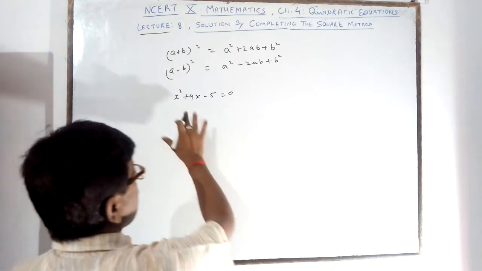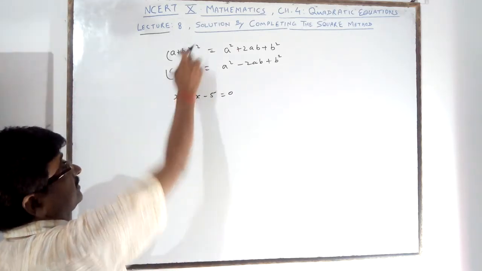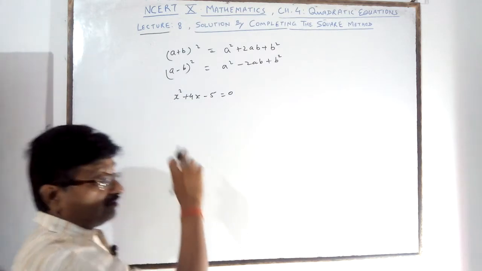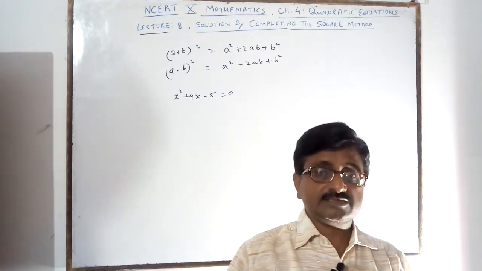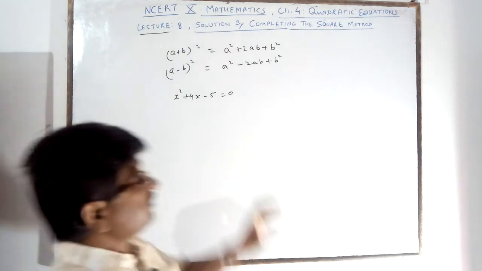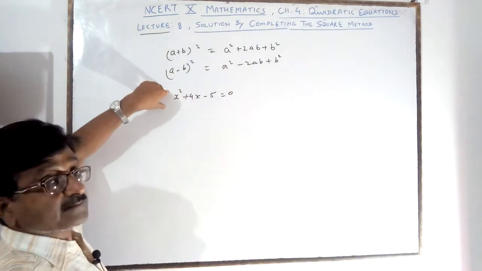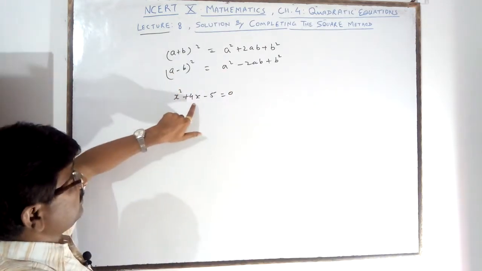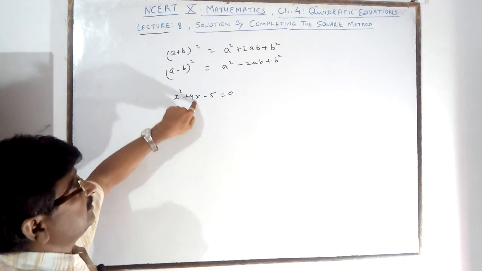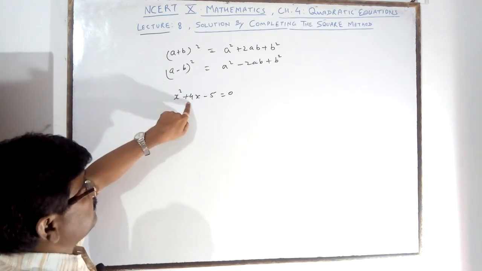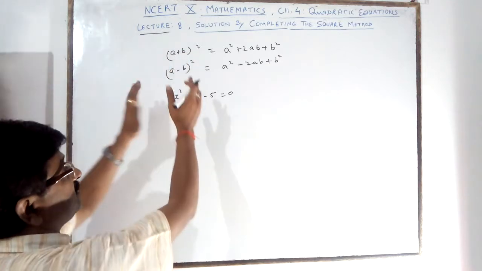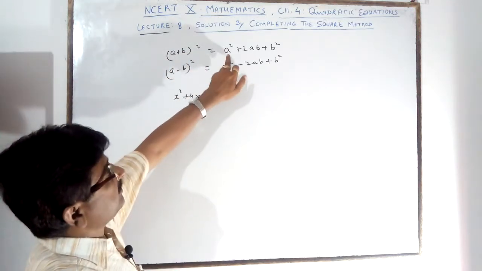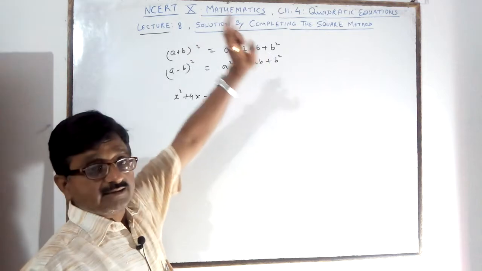But what will you do? You start with this method. How will you check which formula will be used? You will see what is the square of x. Is it a perfect square number or not? It is a perfect square, and the middle term is 4x, which has a plus sign. It means it will be a plus formula. So you want to convert this whole equation into the form a square plus 2ab plus b square.